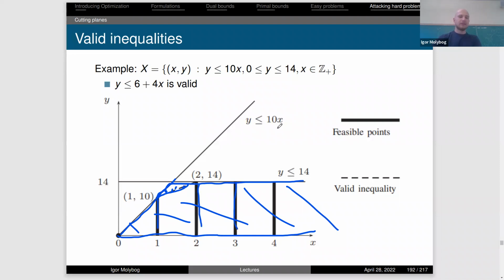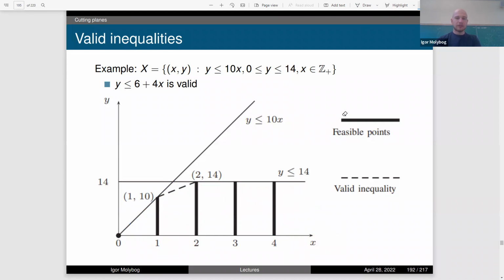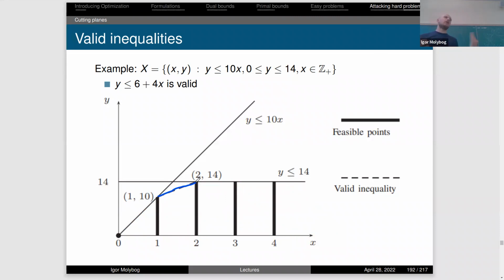And this inequality that is being highlighted is a valid inequality for X because it doesn't cut off any points from X, but it does cut off points from P. Basically, the valid inequality is cutting off more.